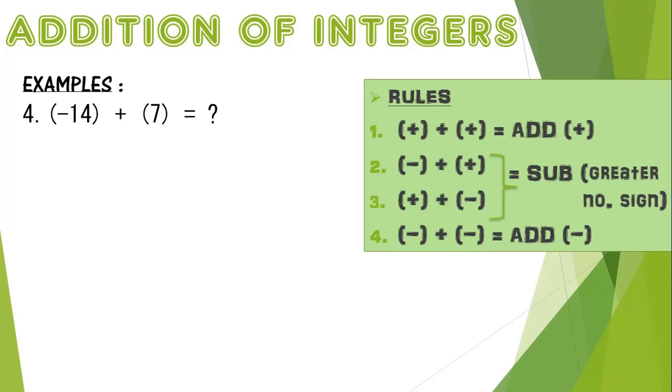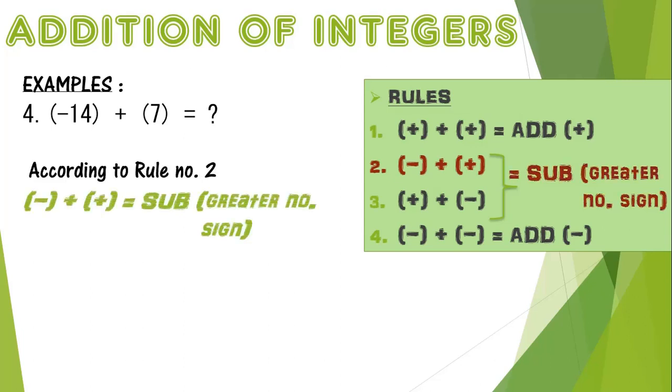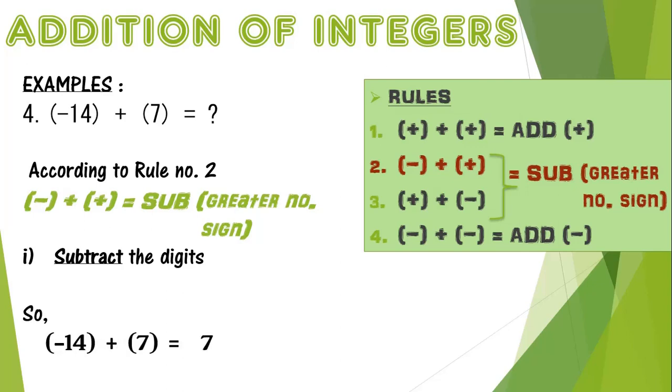Next example is minus 14 plus 7. The first number is negative and the second is positive, which goes with our rule number 2, which says that if the first number is negative and the second is positive, you have to perform subtraction and give the greater number's sign to the answer. So the first step is always performing the operation. So first we'll subtract the digits, which are 14 and 7. If we subtract the two, we get 7 as the answer.